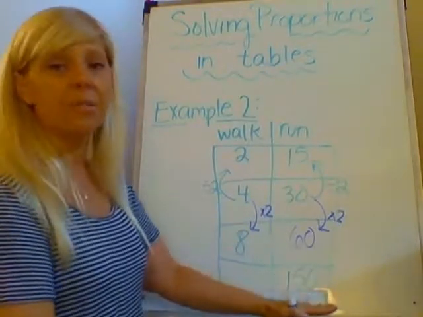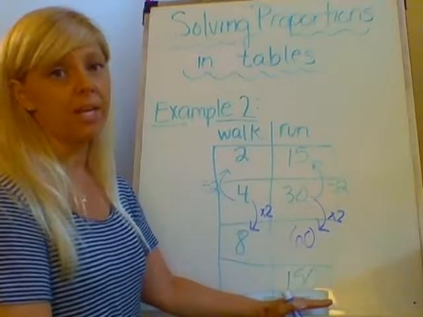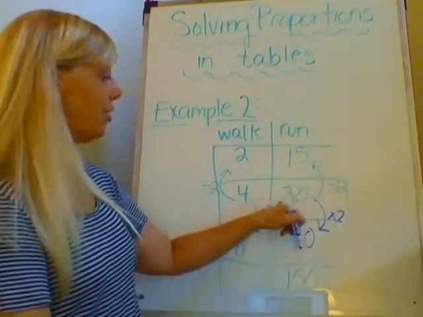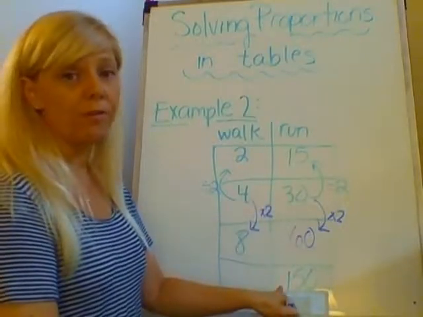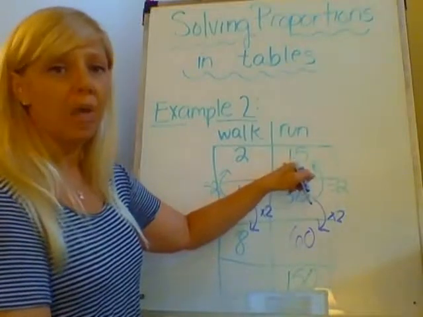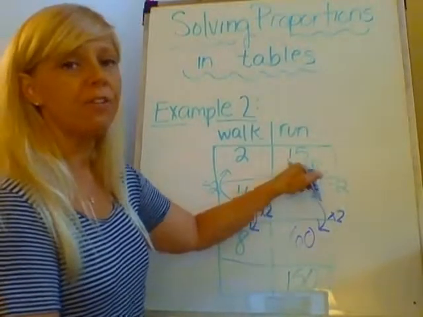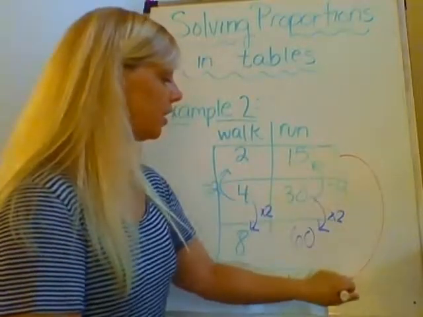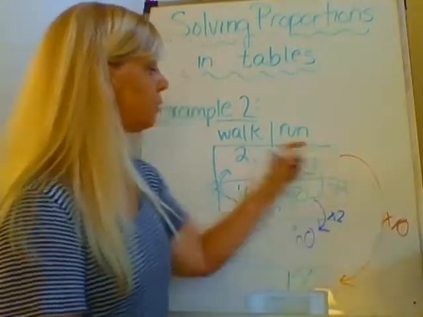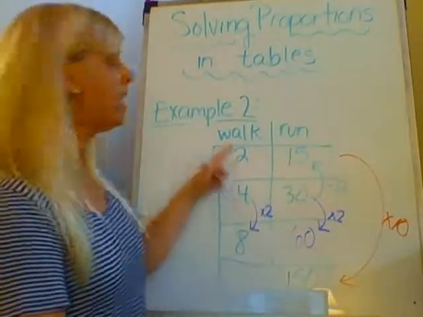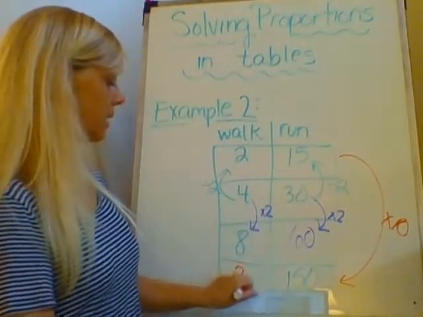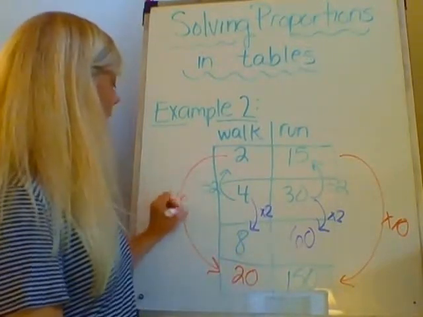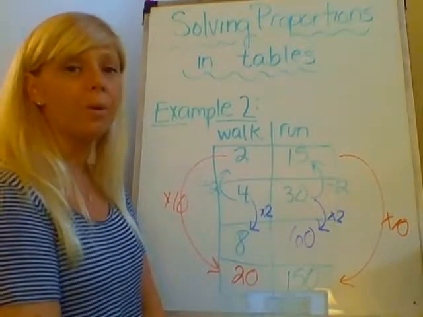So let's look at this last one. I've got 150 yards that I'm running. So I don't know how many 60s make 150. I could figure out how many 30s make 150, but a lot of us would say, I really want to use this 15 because I know 15 times 10 makes 150. So I can multiply here and go times 10. So if 15 times 10 makes 150, then 2 times 10 makes 20. So I can go right there and start up at my lowest terms in my table.